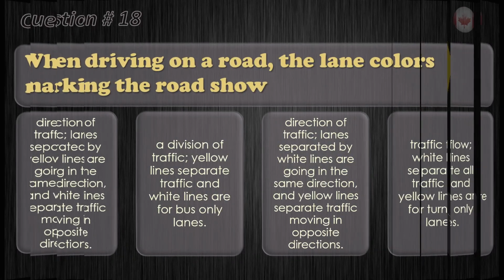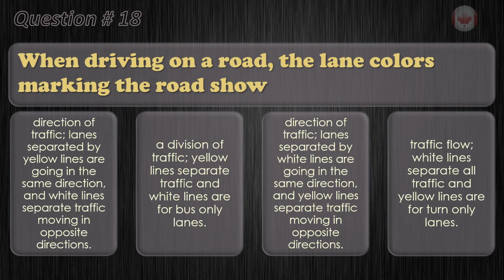Question number 18. When driving on a road, the lane colors marking the road show: A, direction of traffic. Lanes separated by yellow lines are going in the same direction, and white lines separate traffic moving in opposite directions. B, a division of traffic. Yellow lines separate traffic and white lines are for bus-only lanes. C, direction of traffic. Lanes separated by white lines are going in the same direction, and yellow lines separate traffic moving in opposite directions. D, traffic flow. White lines separate all traffic and yellow lines are for turn-only lanes.